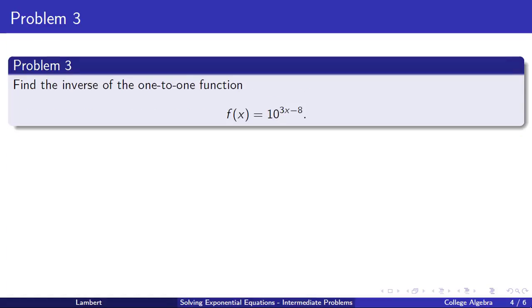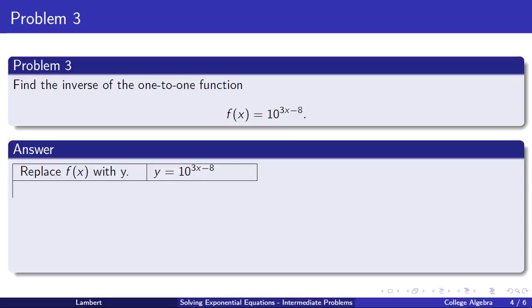Okay, so let's take a look at another type of problem. Let's say we want to find the inverse of the one-to-one function f of x equals 10 raised to the 3x minus 8th power. So in this case, we've got to recall, how do we find inverses? Well, there's a series of steps that we can go through. The first step being replace f of x with y. So we can rewrite this as y equals 10 to the 3x minus 8.